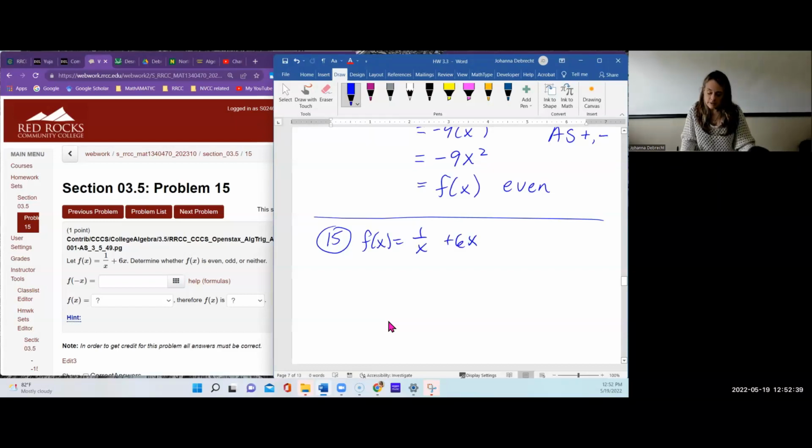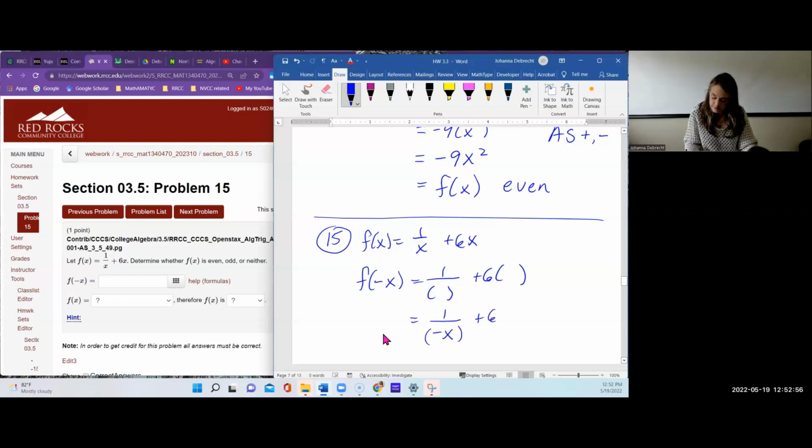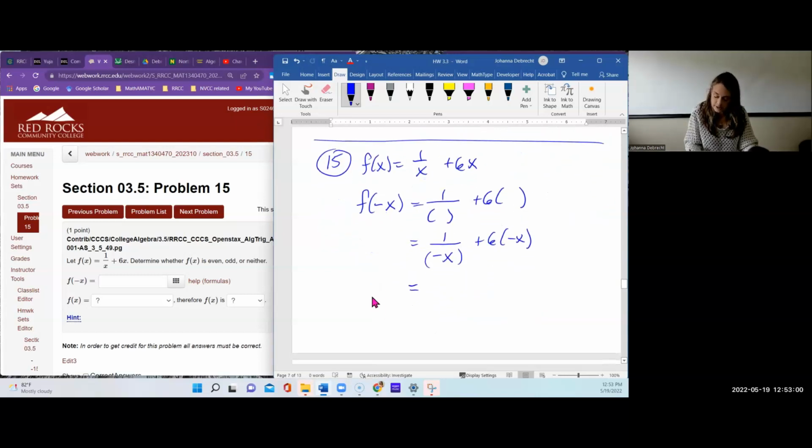We want to know if it's even, odd, or neither. We replace x with -x. That's going to open up empty parentheses everywhere that the x originally appeared. Then we substitute negative x in place of the parentheses. Then we rewrite without the parentheses, which would give me a negative 1 over x minus 6x.